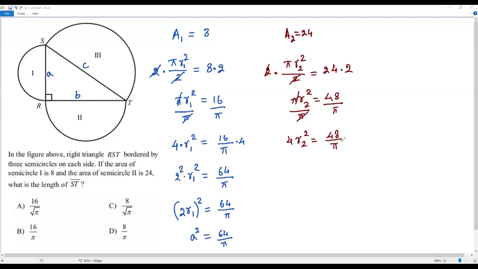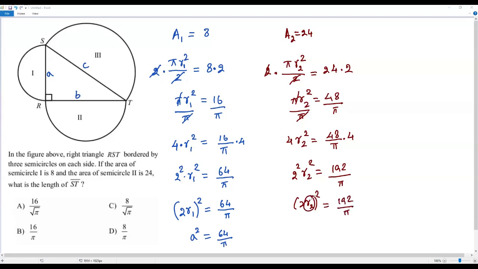Now let me multiply both sides of this equation by 4. When I do so, this 4 can be written as 2 square times R2 square, and 48 times 4 is 192 divided by pi. Now we can write this as 2R2 the whole square equals 192 divided by pi.